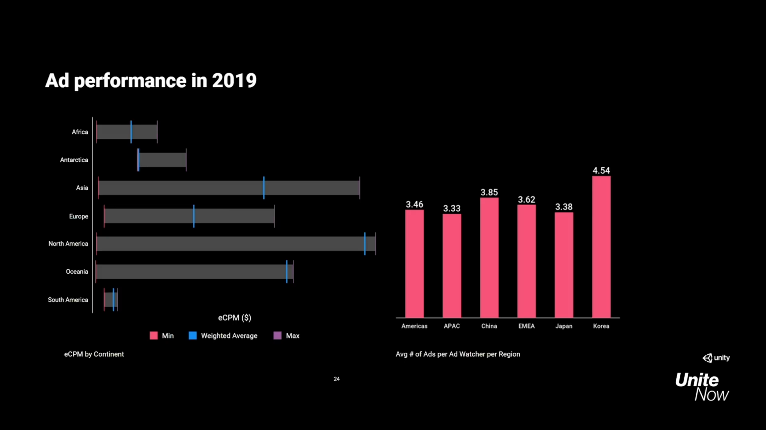Now, on the chart to the right, we've broken down the average number of ads watched per watcher in each region. You'll notice that they all range from 3 to 4, but Korea actually ends up on the higher side at 4.54 ads watched per watcher. So there could be an opportunity here to show an additional ad to Korean users. Obviously, you don't want to just fatigue your user with a ton of ads, but if you can do proper geo-segmentation, you can test whether or not it's worth doing this kind of increased overall ad limit for users in specific regions.